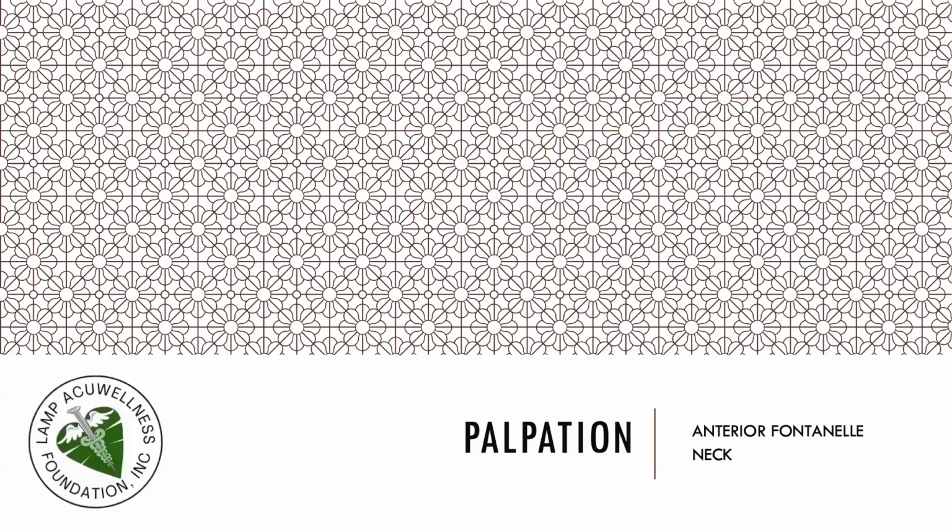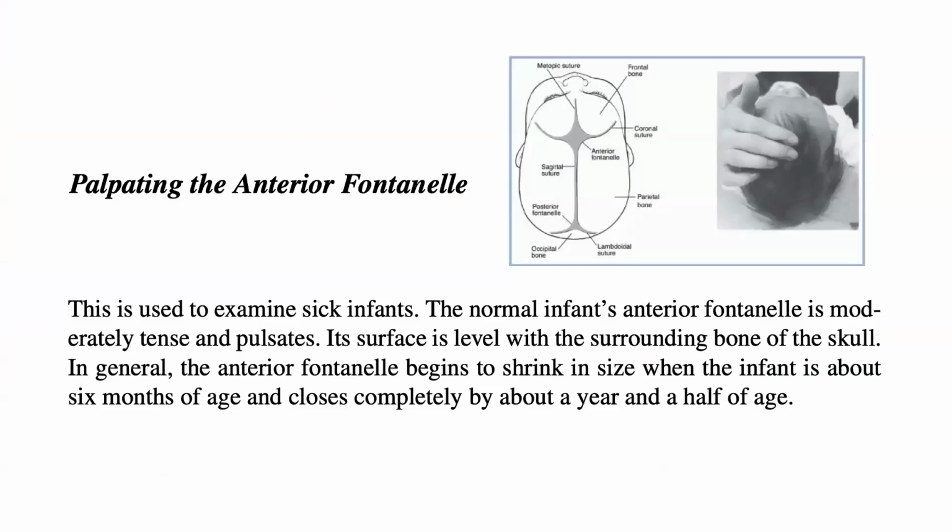Let's continue our discussion on palpation: the anterior fontanelle and the neck. Palpating the anterior fontanelle is used to examine sick infants. The normal infant's anterior fontanelle is moderately tense and pulsates. Its surface is level with the surrounding bone of the skull. In general, the anterior fontanelle begins to shrink in size when the infant is about 6 months of age and closes completely by about a year and a half of age.